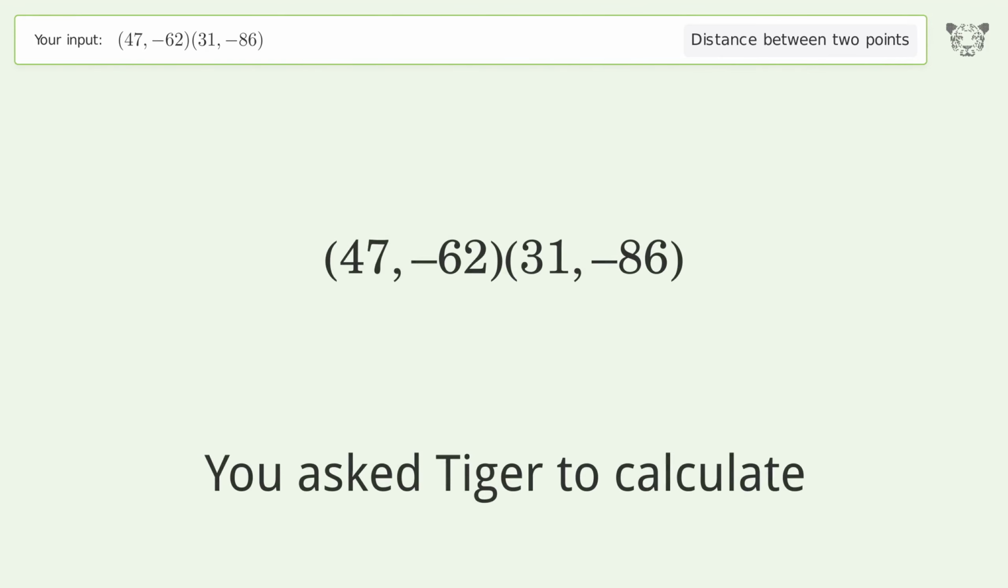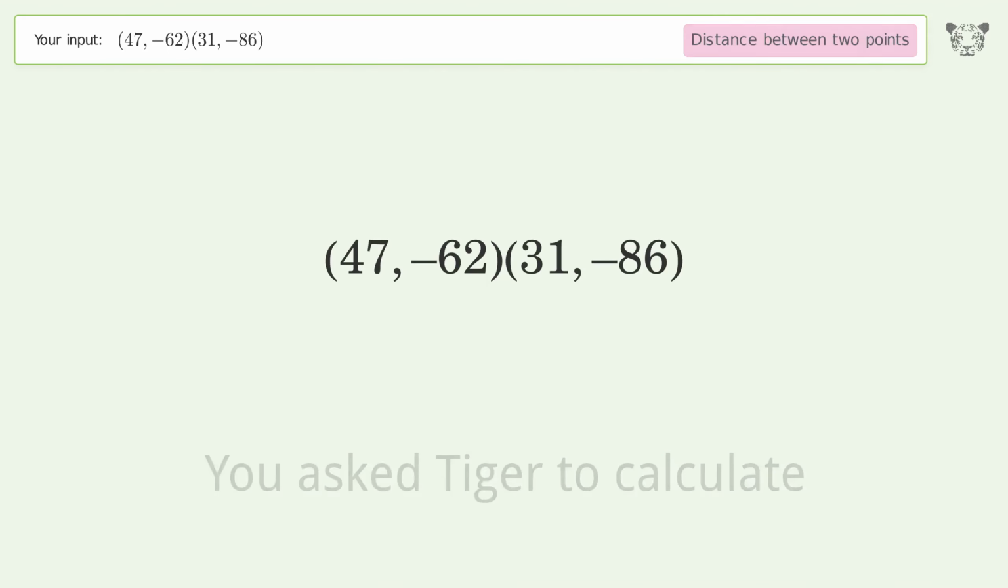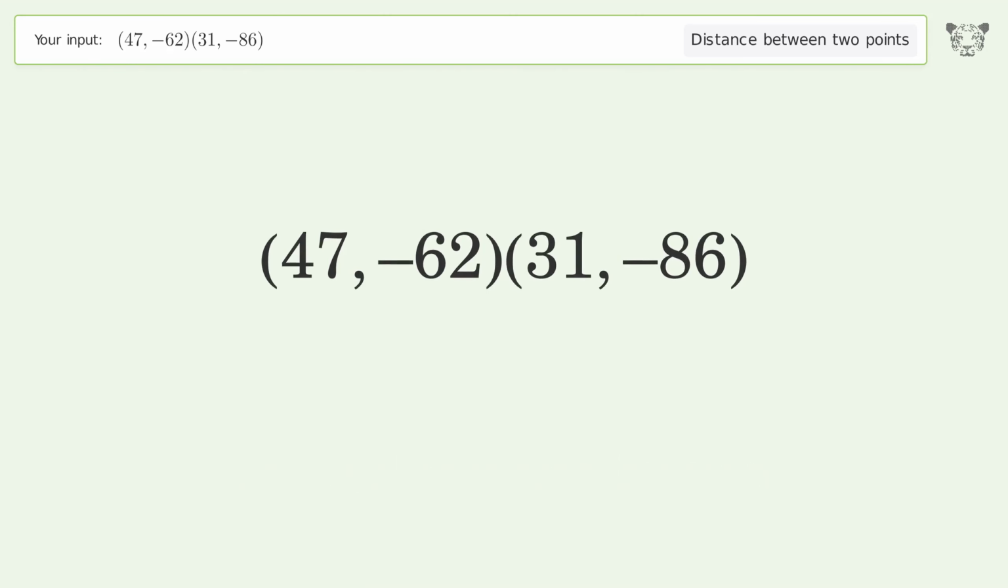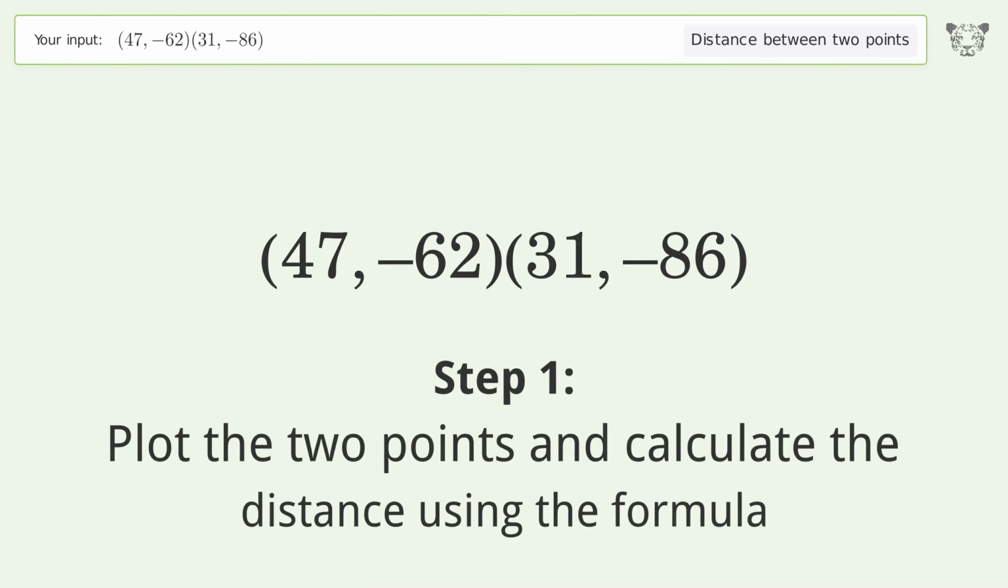You ask Tiger to calculate. This deals with the distance between 2 points. The distance between the 2 points is the square root of 832, or 28.844. Let's solve it step by step. Plot the 2 points and calculate the distance using the formula.